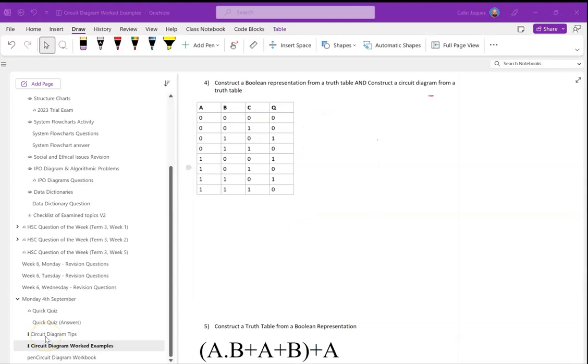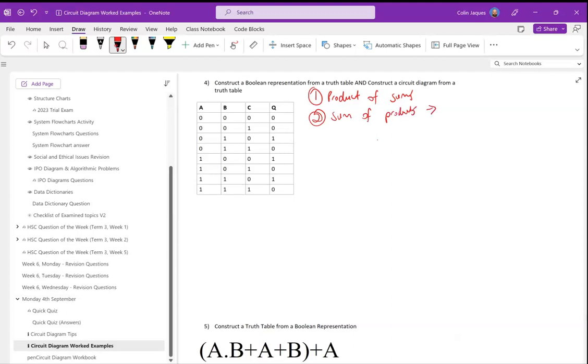All right, so for this one, number 4, we might be asked to construct a Boolean representation from a truth table and/or then construct a circuit diagram from the given truth table. So we need to think back to our notes, and we looked at this idea of getting a truth table into a Boolean expression can be done through 2 methods. The first method is what we call product of sums. A second method is called sum of products.